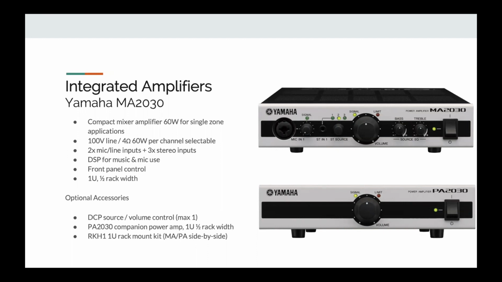It's a Class D amplifier, so it's very hardy. It's passively vented. It has no fans. Really easy to install. As an accessory, if you wanted to increase amplification, then you can add another half-width 1U product called the PA2030, which is a power amplifier, and you can get a bridging kit which ties these 2 devices together, so they sit on one rack, 1U shelf, and then you have 2 volume levels for 2 sets of speakers.